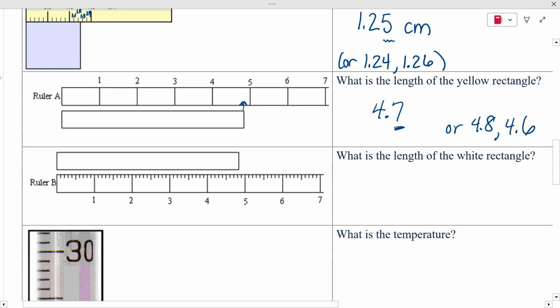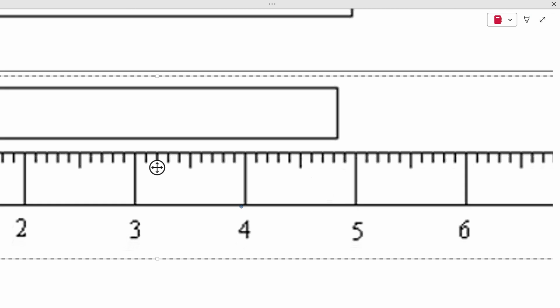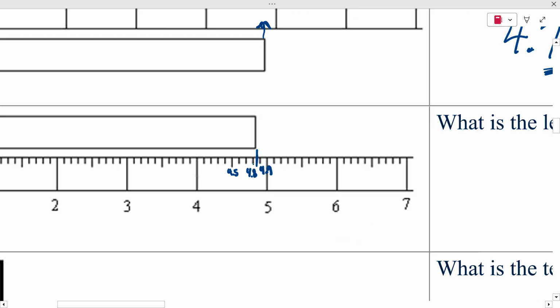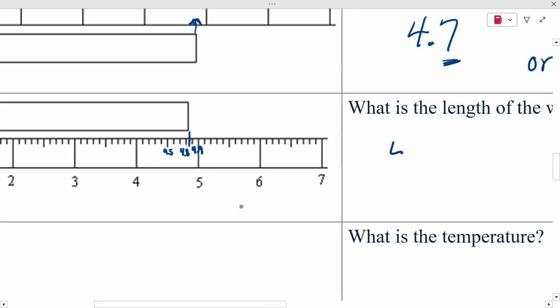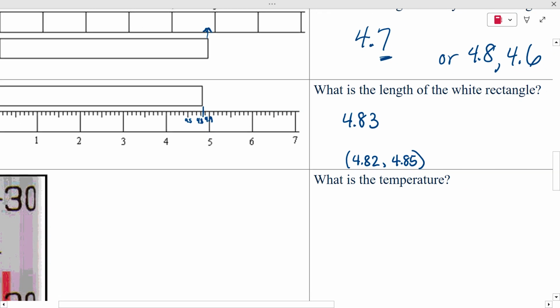Okay, here's a rectangle. It's actually the same size, but with a more precise ruler here. So now we can zoom in and see, okay, now each of these lines represents 0.1. So this is like 4.5, 4.6, 4.7, 4.8, and we can see it's actually somewhere between 4.8 and 4.9. So I'm going to say that my answer is maybe 4.83. Or again, our last digit could vary. So maybe you wrote 4.82 or you wrote 4.85. That's all fine. The key thing we're looking for is realizing which digit we're guessing on.